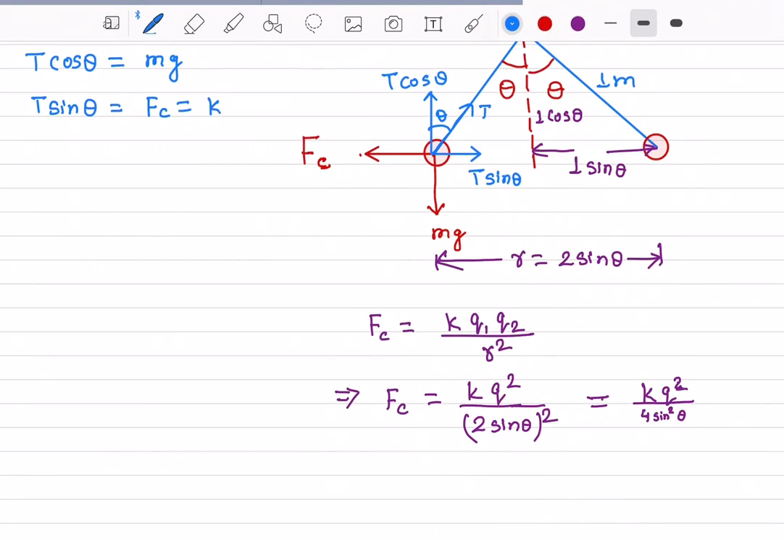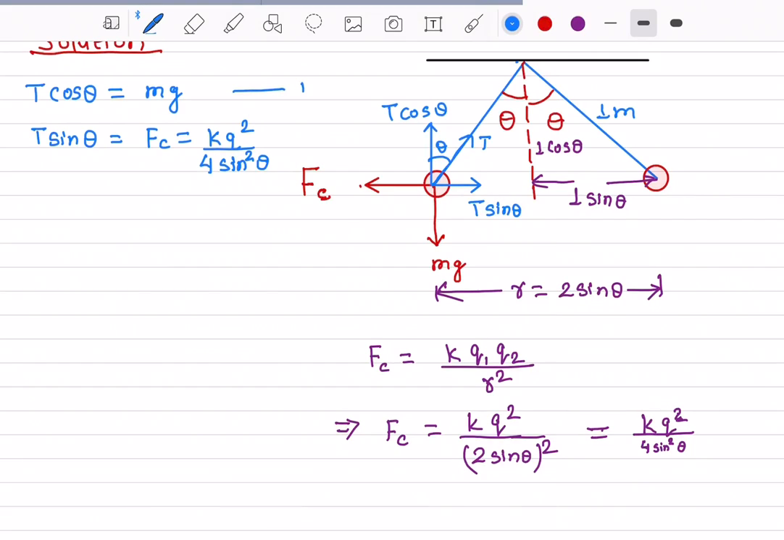And what is the Coulomb force? We have calculated the Coulomb force here, which is kq square over 4 sine square theta. Let's call this one equation 1 and this equation 2. Okay, and now we're going to divide equation 2 by equation 1.